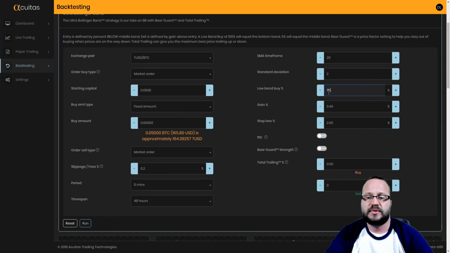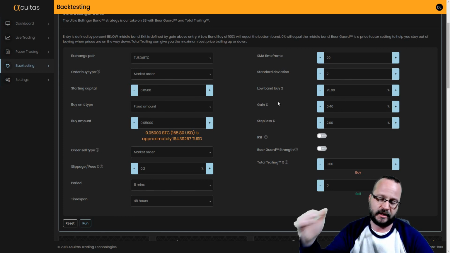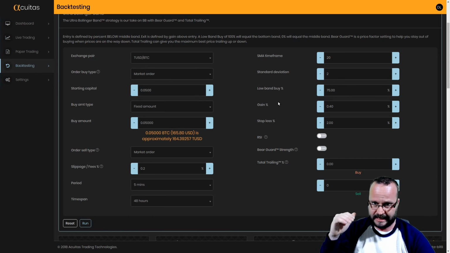When you set the low band buy, that's the target that you want the bot to try to grab a price, grab a trade. Should you make a trade, you enter in, the gain is what you're trying to get out. So instead of looking at another Bollinger Band, we're looking to get a certain percentage above your entry price.